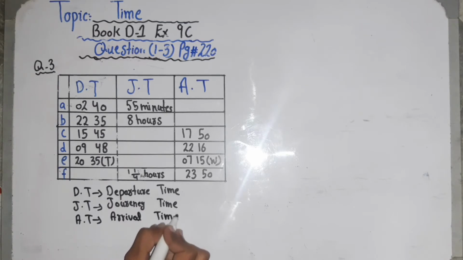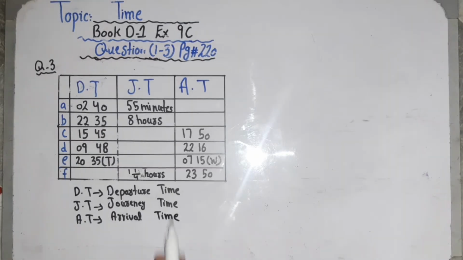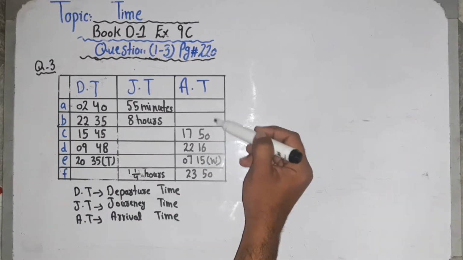So basically we have three times: departure time, journey time, and arrival time. I will use these terms again and again, so you have to understand them. DT means departure time, JT means journey time. The time during the journey is journey time, and the time at which we arrive at our destination is called arrival time. In question number 3, parts A and B, we have to find arrival time.